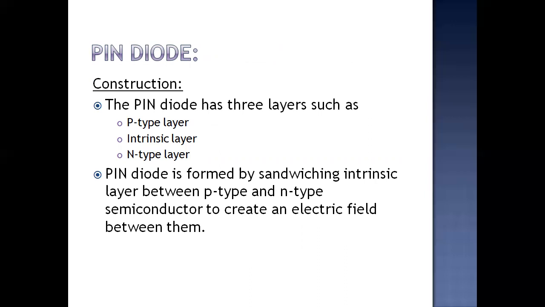These three layers are developed on one another, so that an intrinsic layer is sandwiched between a p-type and n-type material, creating an electric field between them. So the intrinsic layer is sandwiched between the p-type and n-type layer. This intrinsic region works like an active region where you are supposed to illuminate light energy.